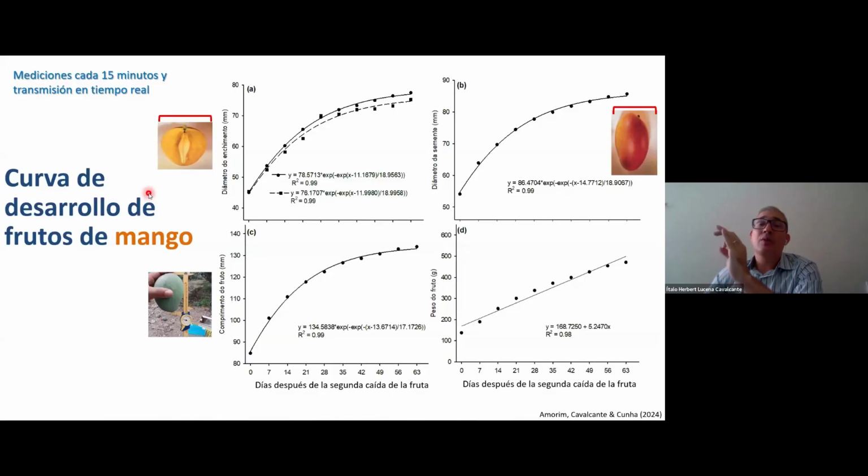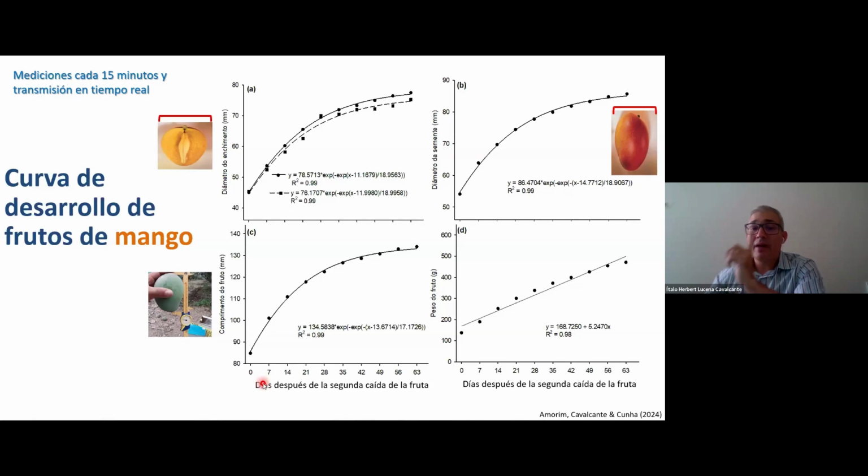This is another situation that I've seen, and I've included this information in the project, which is the mango fruit development curve. Because we have data, and this applies to each country and each variety. What we're looking at here is a curve, and down here you can see it says days after second fruit drop. So this is a normal physiological stage, physiological fruit drop.